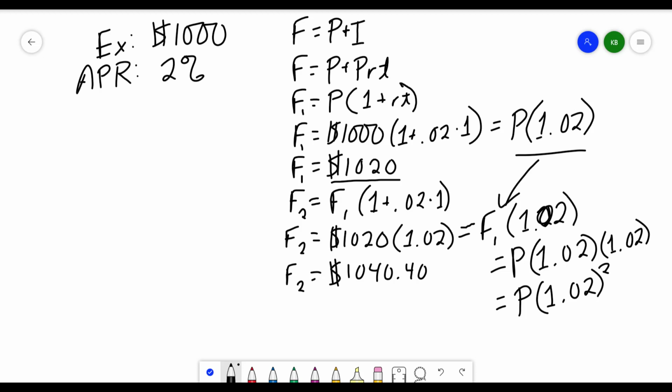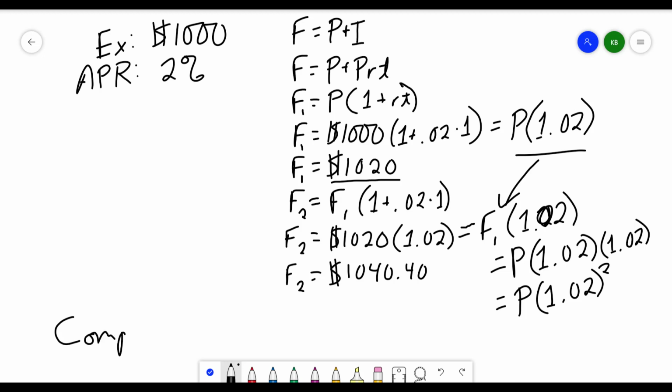So whenever we have annual interest that we're compounding annually, we can actually take our principal times 1 plus the decimal form of our rate, and we can raise it to the number of years that we're going to leave the money in. So this is actually related to our compound interest formula.